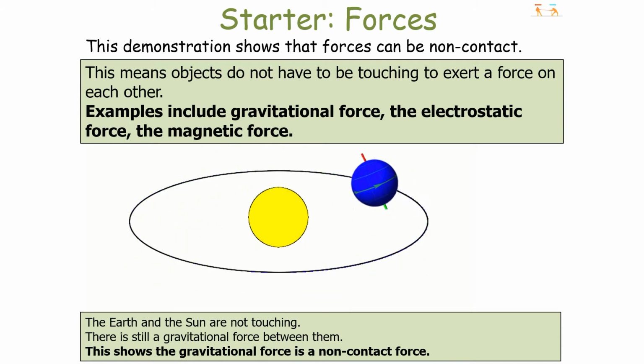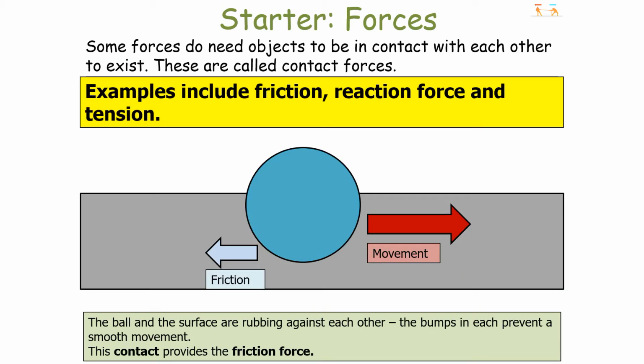This shows us that the gravitational force is a non-contact force, yet some forces do need objects to be in contact with each other to exist. These are called contact forces, and examples include friction, the reaction force, and tension. So for example, the ball and the surface in this example are rubbing against each other. The bumps in each prevent a smooth movement between the two, so this contact provides a frictional force.